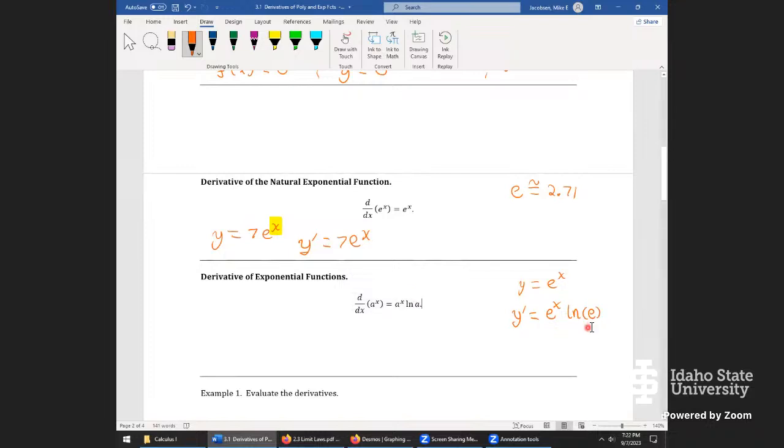Suddenly that feels different, right? But there is a trick here. Anyone happen to know what log base e is, the natural log base e? 1. It's exactly 1. Good call. So that's a cancellation immediately, and you just get y prime equals e to the x. So the idea is that's a specialized formula, and this is the general one that works for every single exponential.